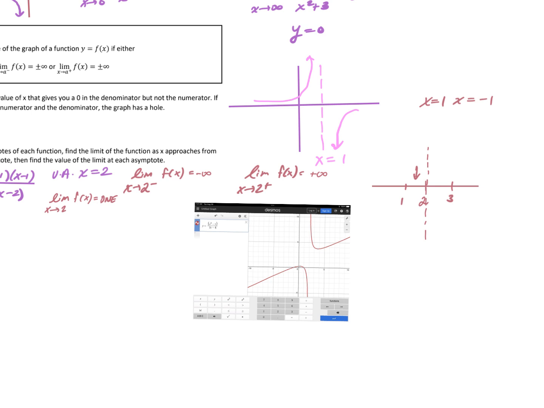So I'm going to plug in 1.5 into the original function. If you plug in 1.5 to the original function, you get a negative number. If I plug in 2.5, I'm going to get a positive number. So that just tells me which infinity it's going to. So it's negative infinity and positive infinity, okay?